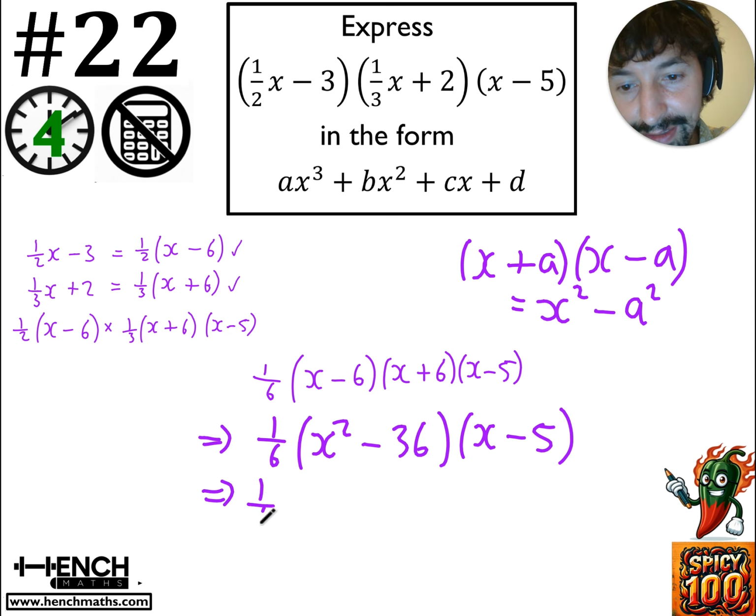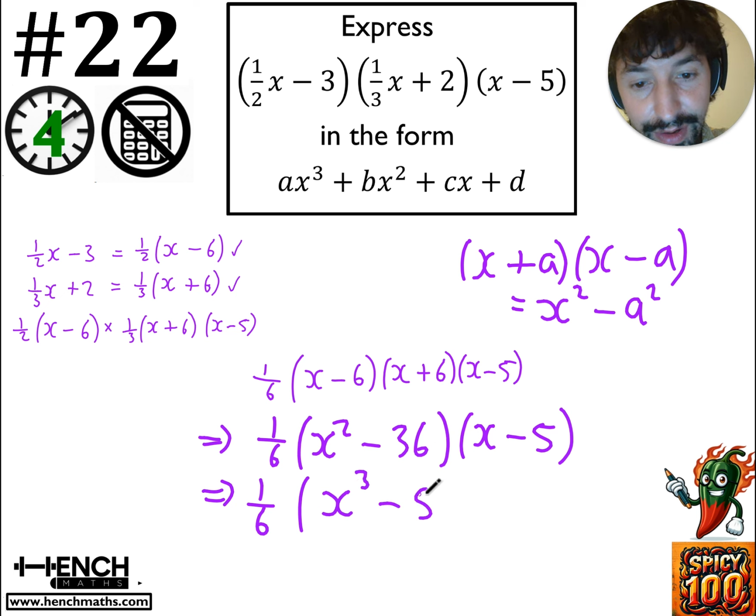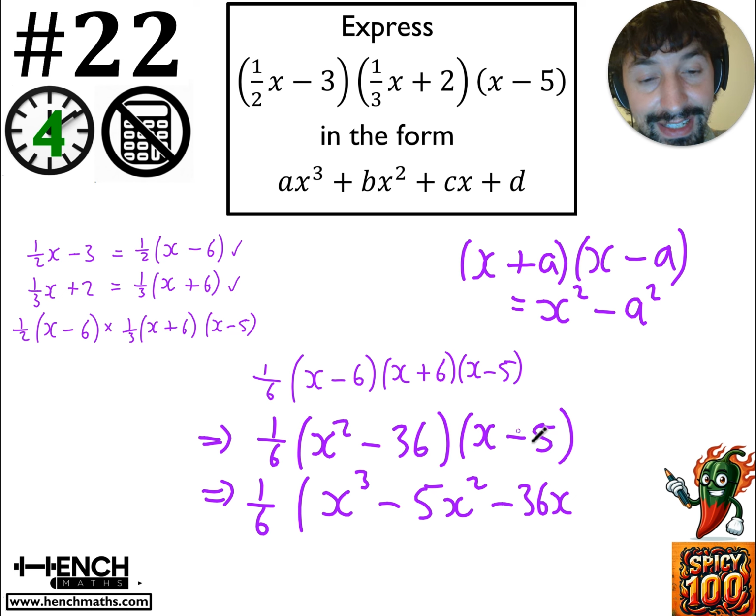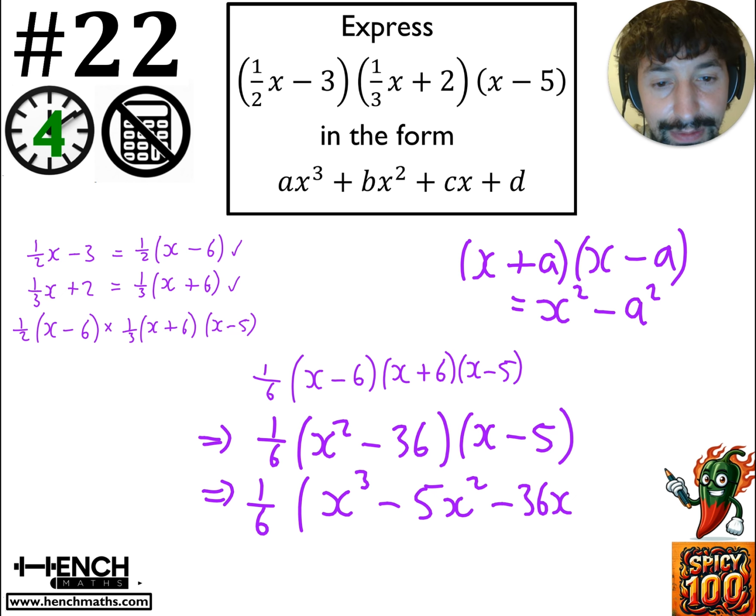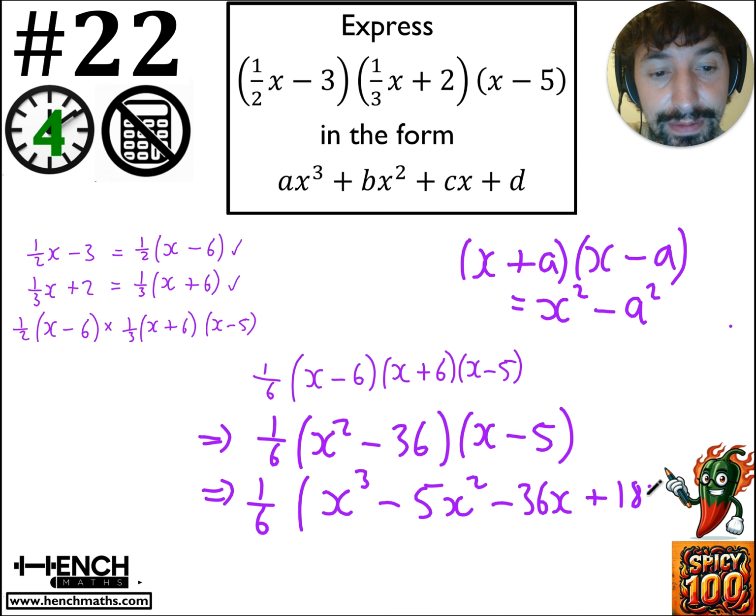So we're going to get a sixth. So x squared times x is x cubed. x squared times minus 5 is minus 5x squared. And minus 36 times x is minus 36x. And minus 36 times negative 5 is positive 180.